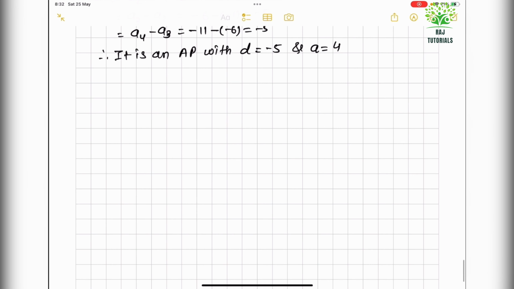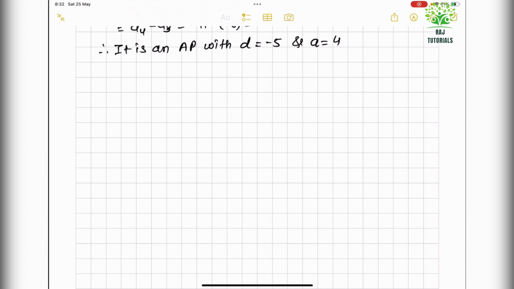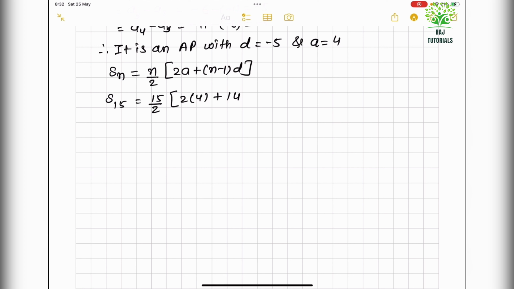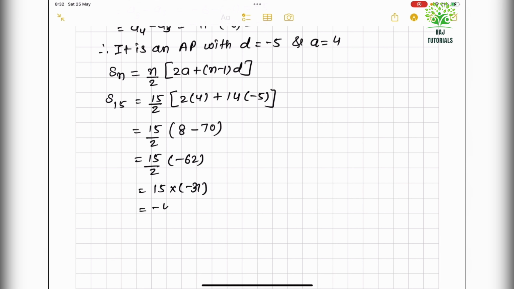So now it is an AP, we got that. Now I have to find S15. So we know that Sn equal to n by 2 into 2a plus n minus 1 d. So S15 will be 15 by 2 into 2 into 4 plus 14 into minus 5. So this will be 15 by 2 into 8 minus 14 5s are 70. So 15 by 2 into minus 62. So that is 15 into minus 31. So that is coming as minus 465.